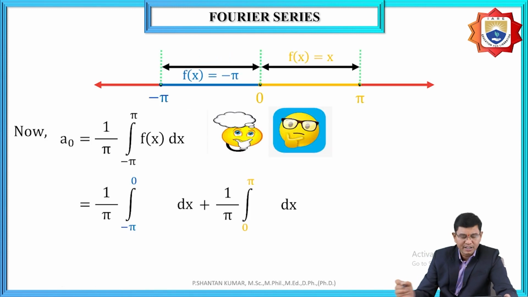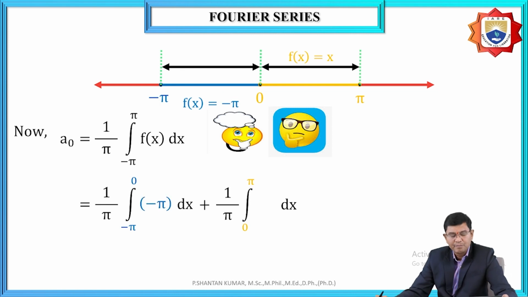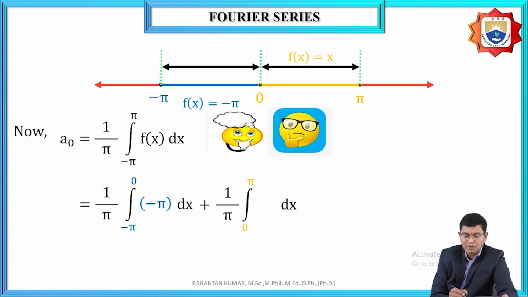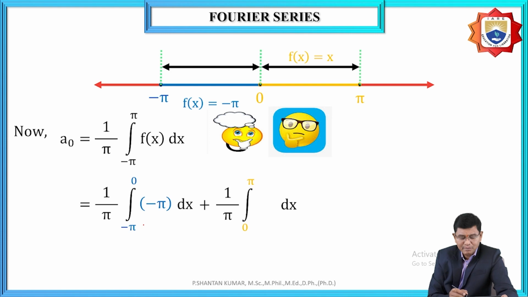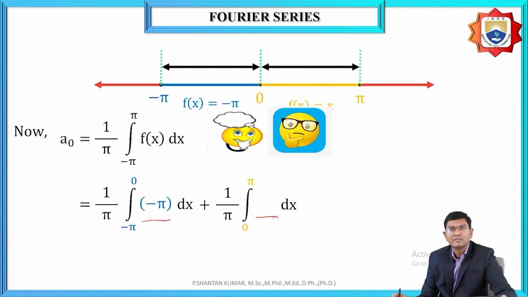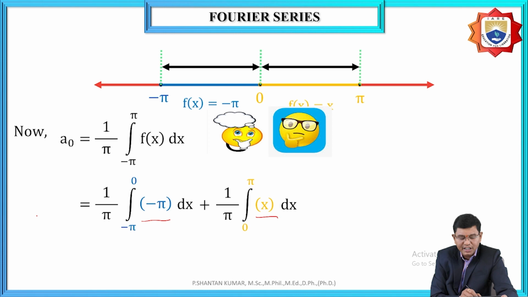We need to find a naught, an, and bn, where a naught is equal to, as we know, the formula 1 by pi integration minus pi to pi f of x dx. But in this problem the integral is split into two parts, one from minus pi to 0 and the other from 0 to pi. From minus pi to 0 the value is minus pi, and from 0 to pi the value is x.